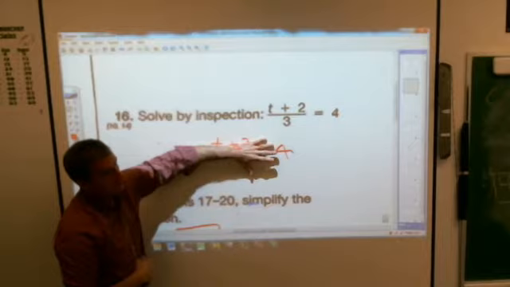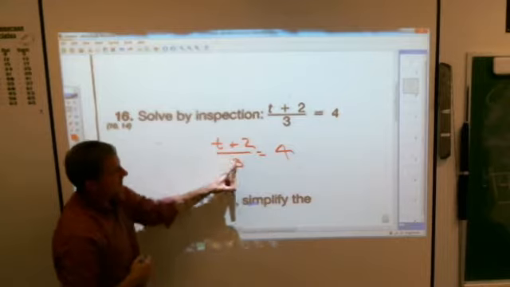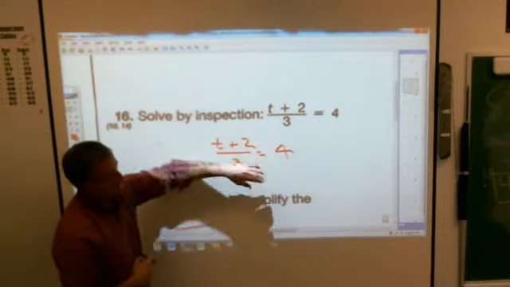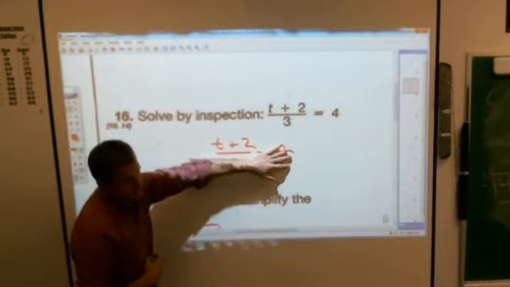That one I'm hoping you know. What number divided by 3 is 4? Take a guess. Pick a number. Just give me any number. 6. 6 divided by 3 is 2, so it can't be 6. What if I did 9? 9 divided by 3 is not 4.